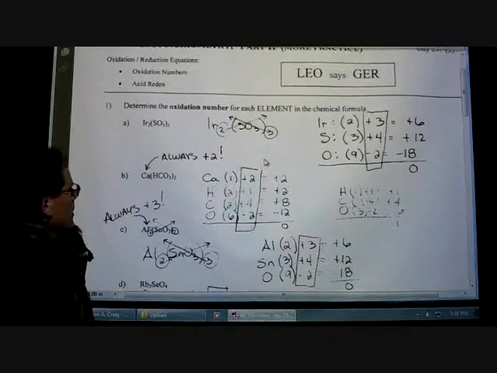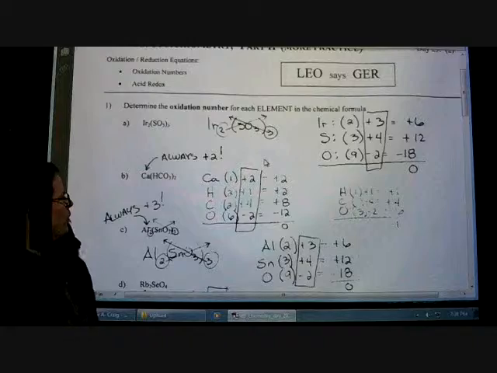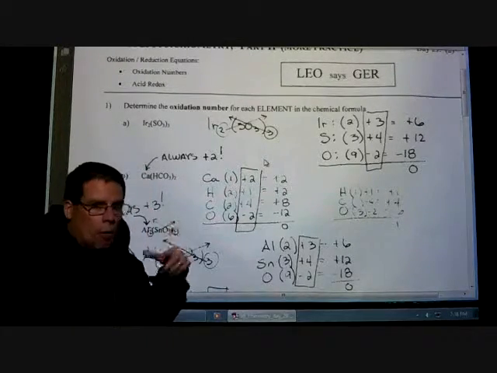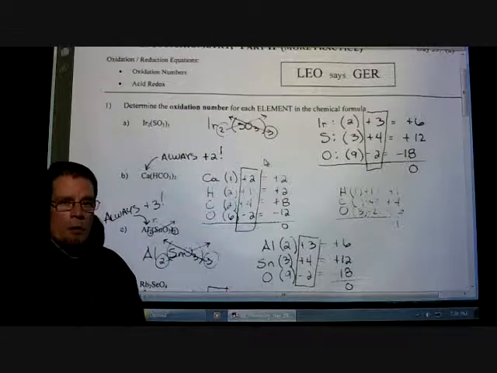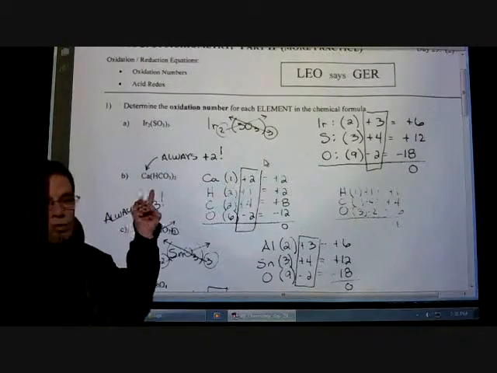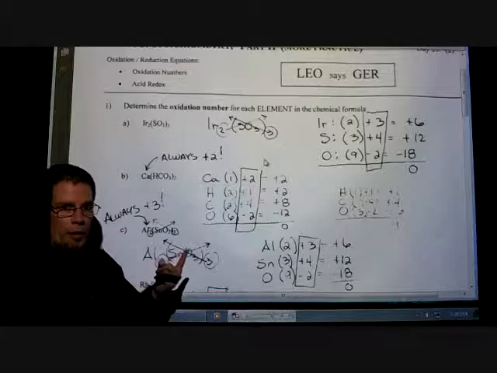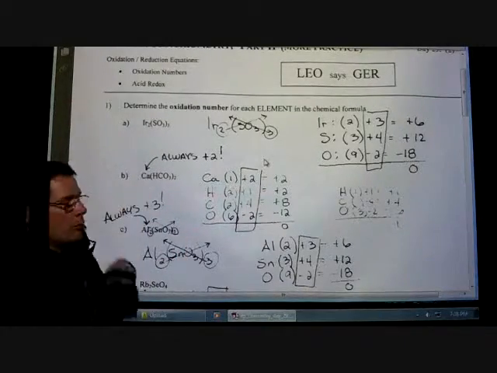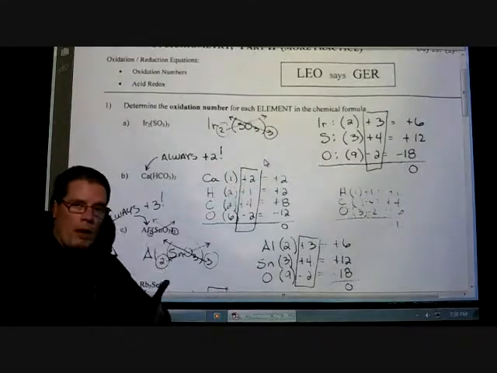All right, looking at B, there's a couple ways that you could have solved for this. Anytime that you have a group 1A or 2A or even a 3A element, metal, the charges won't change. They're either +1 for group 1A, +2 for group 2A, or +3 for group 3A. Calcium so happens to be in group 2A.